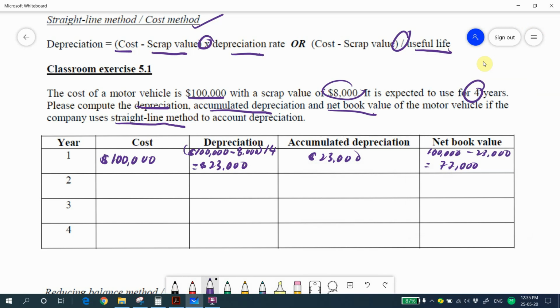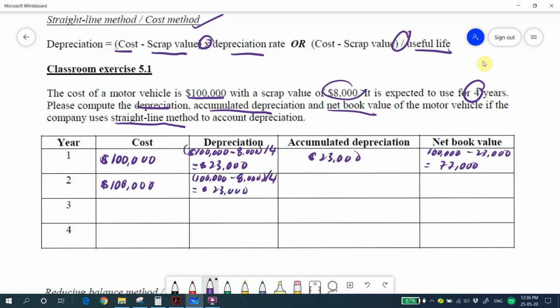For the second year, the cost will be the same, 100,000. The cost of the asset will not change over the period, because this is the amount that you paid for the acquisition or purchase of the asset. This is a historical cost, and this amount will not be changed. Next, depreciation is still the same. We use 100,000 minus 8,000, divided by 4. We get 23,000.